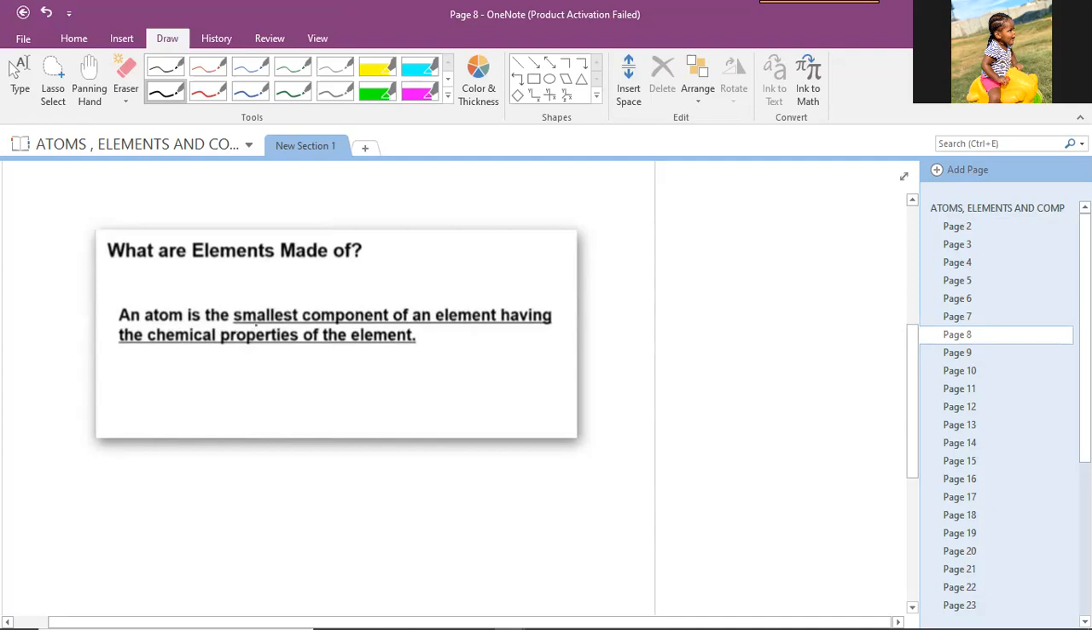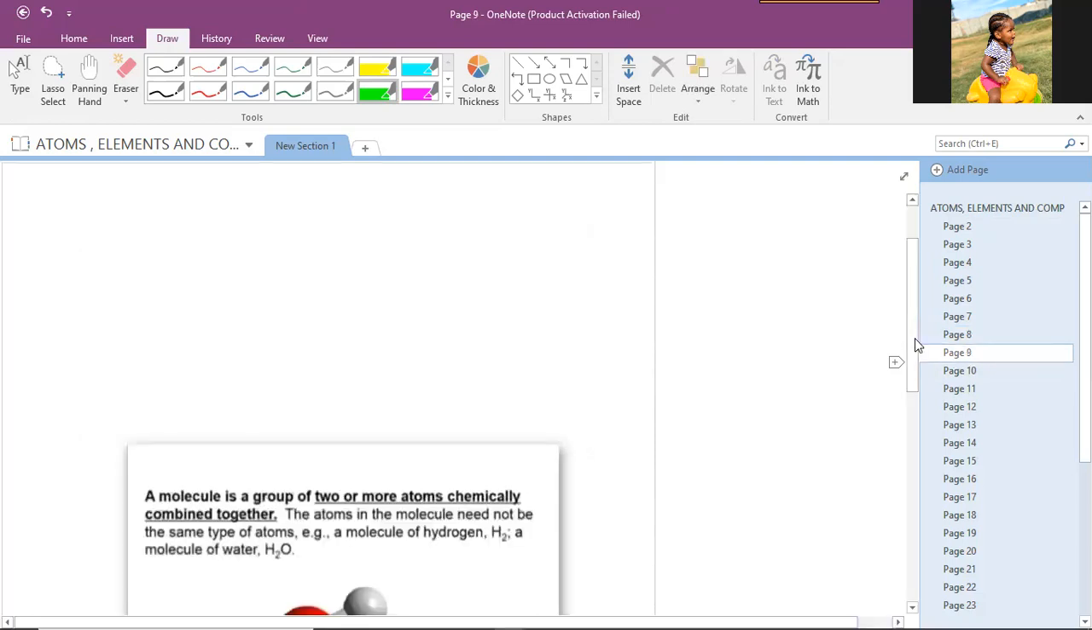But for now, what I want you to know is that elements are made up of atoms, and an atom is the smallest component of an element. And that atom is what gives all elements their chemical and physical properties. For now, that's what I want you to learn, that elements are made up of atoms.